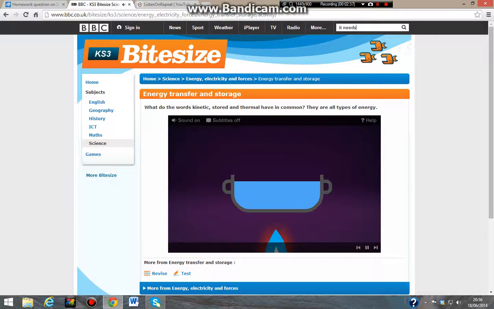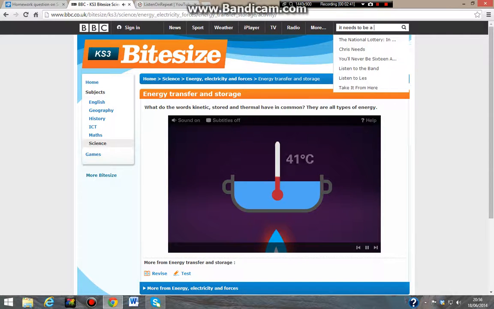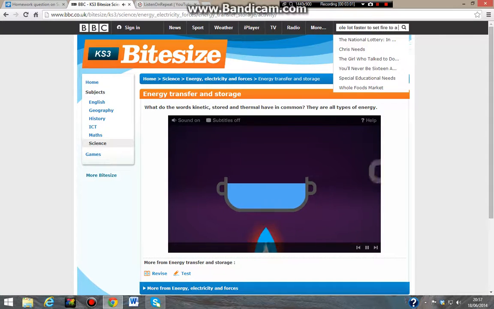It's important to remember that heat and temperature are not the same thing. Temperature is how hot or cold something is. We measure temperature in degrees Celsius. Heat, on the other hand, is the amount of thermal energy something has. We measure heat and thermal energy in joules. So let's look closer at thermal energy and the difference between heat and temperature. What do you think?